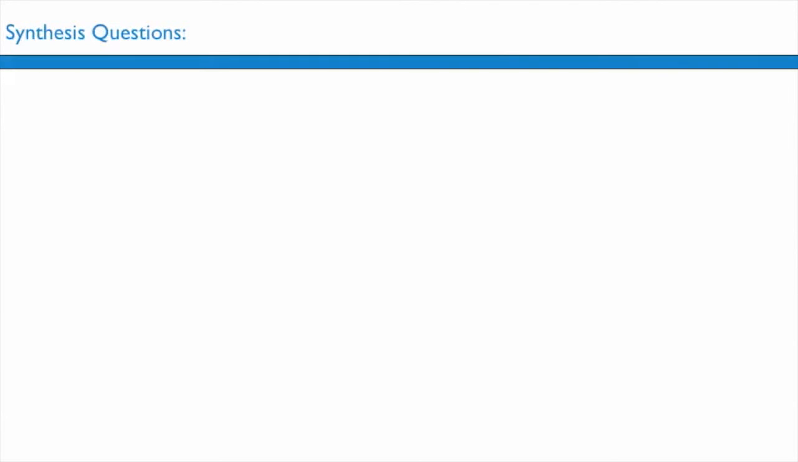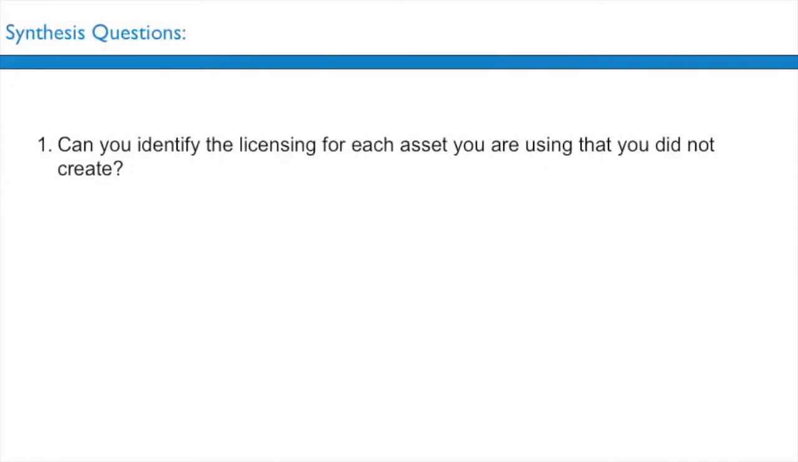As you move forward in your design work, the issue of copyright and licensing should play a part in your decision-making process. To help guide you in this process, the following questions should be taken into consideration. The first question is, when you are creating assets or composing assets, can you identify the licensing for each asset that you are using that you did not create? Of course, if you have created the asset yourself, you don't necessarily need to ask yourself for permission. However, if you have not, can you identify whether or not the asset is able to be used?